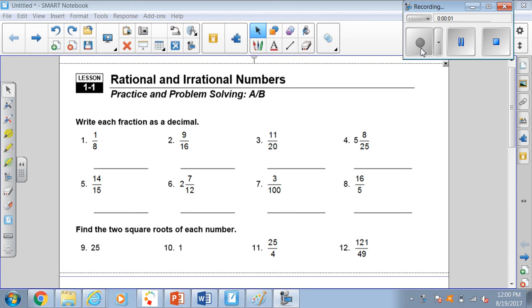Welcome back to another year of math, and we're going to start with activity sheet 1. It's rational and irrational numbers, practice and problem solving AB. The first thing we're going to do is write each fraction as a decimal.